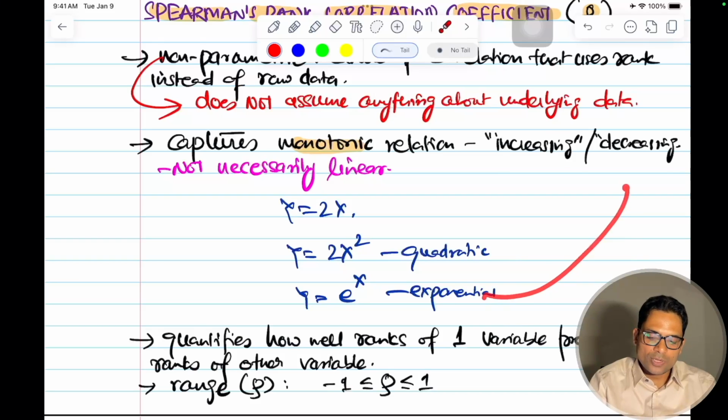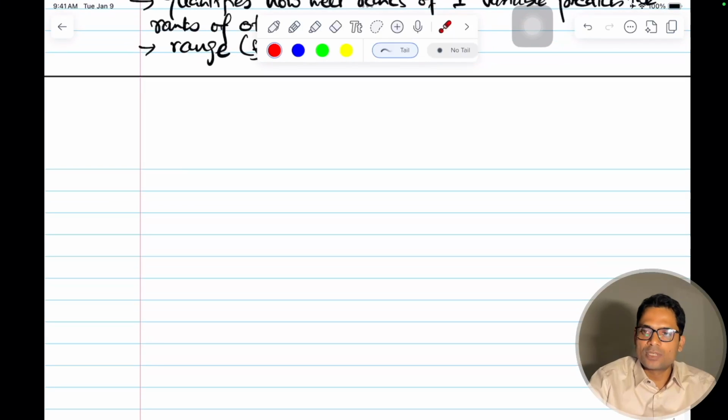So these all are monotonic functions. Linearity is just one kind of monotonic function. I hope that is clear. Now let's move on and see an example.